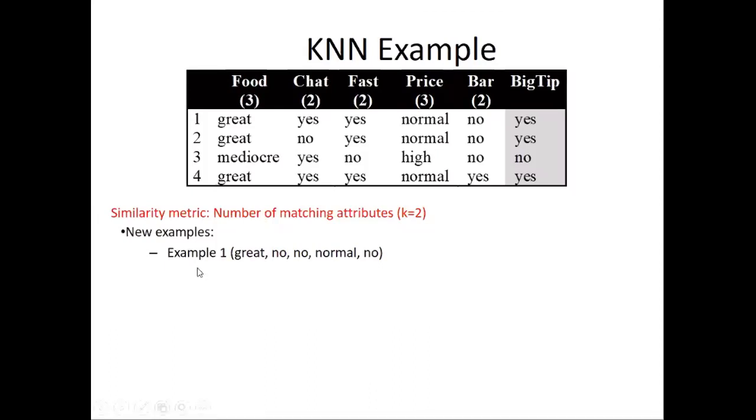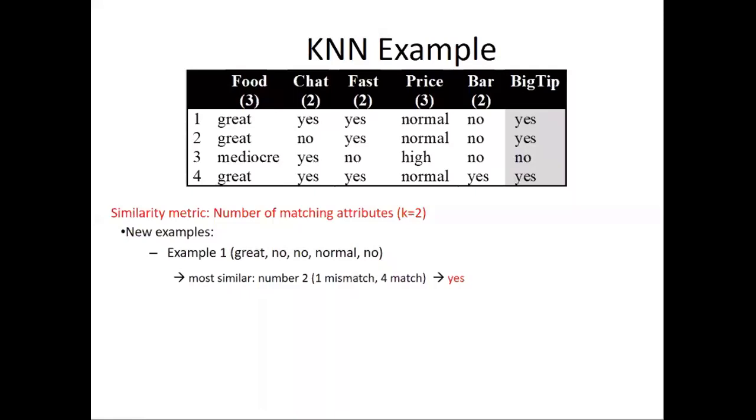Try to understand this example. Are you going to classify it as positive or negative? See, the first similar match is example 2. 4 match, 1 mismatch. If you compare the new data with example 2, it is the most similar match, very closest to example 2. And what is the label? Yes. And the k value is 2, so we have to find one more example to which it is very close.